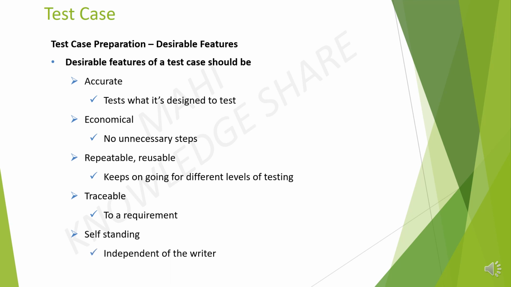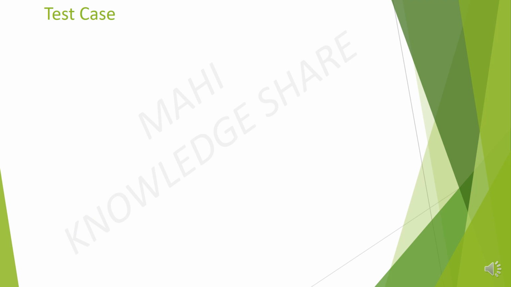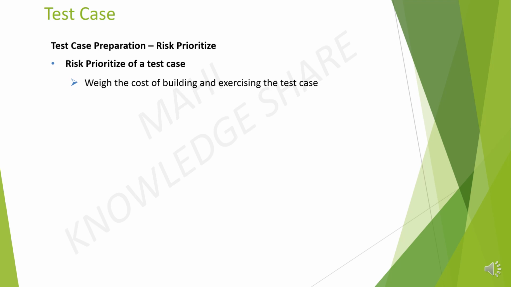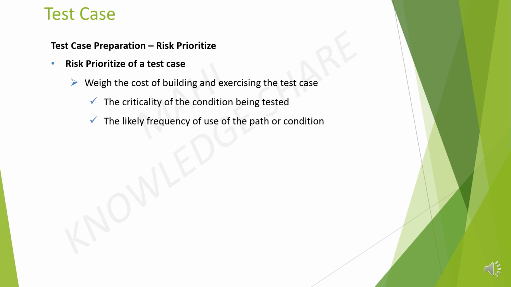Risk prioritization of test case preparation. Risk prioritization of a test case weighs the cost of building and exercising the test case based on the criticality of the condition being tested, the likely frequency of use of the path or condition, prior defect patterns, and complexity.